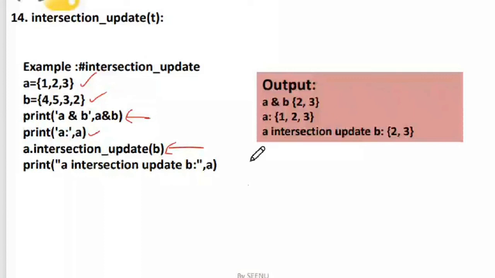So what is the set that is there in A now? What are the elements that are there in A now? 2 and 3, which is nothing but the result of A intersection B, right? Yes or no? Yes, ma'am. That is what is intersection update. Is it clear now? Yes, ma'am.